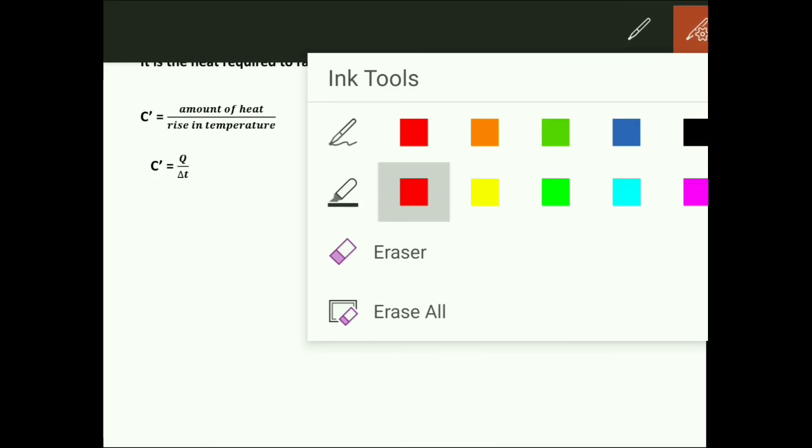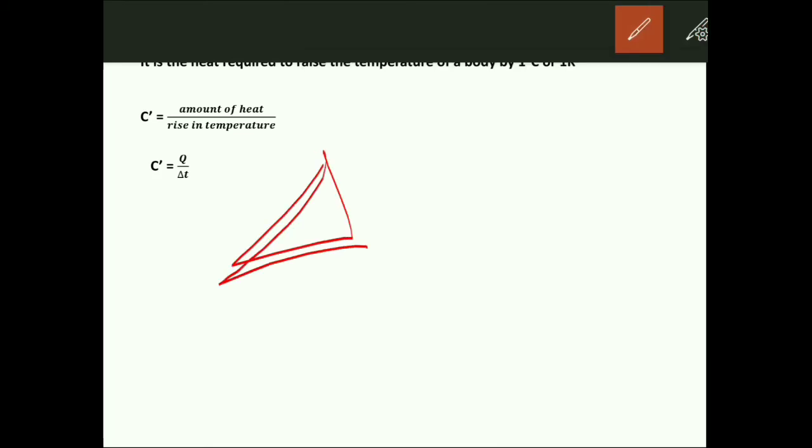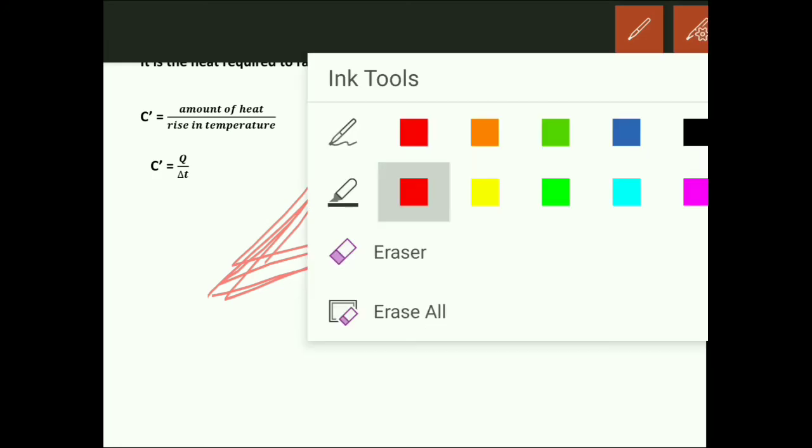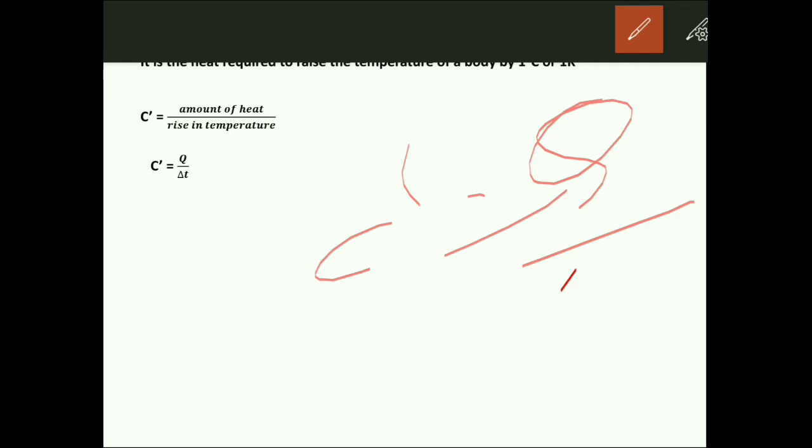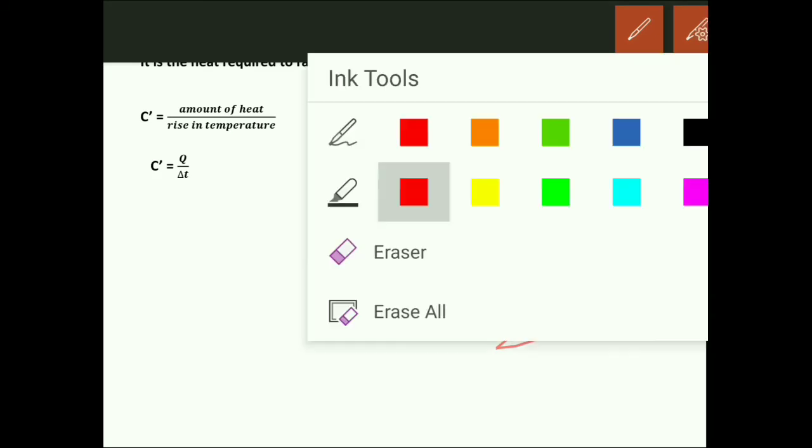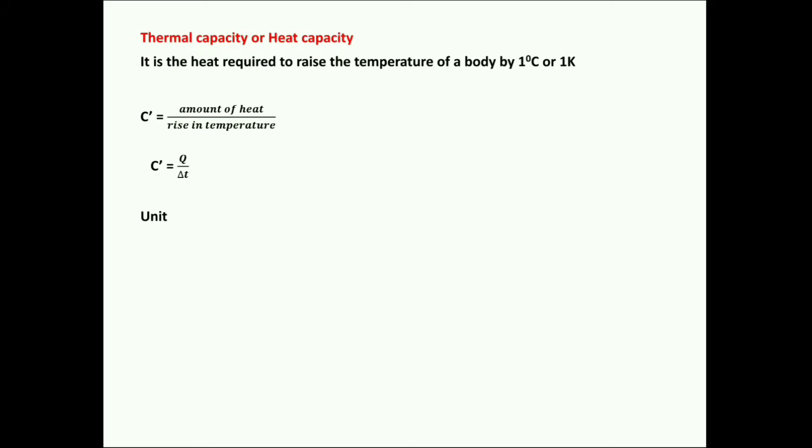This thing out here, delta, represents a small change in temperature. So C dash equals the amount of heat divided by the small change in temperature. Now we will learn the unit of heat capacity or thermal capacity.